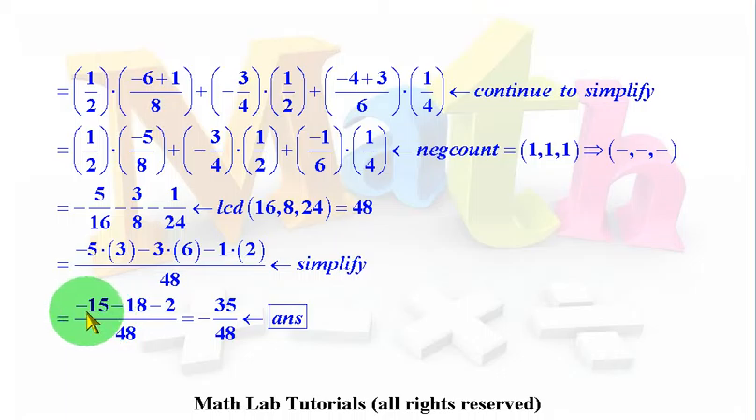The numerators here are all negative, so nobody's fighting. All we have to do is add all the numbers up. The result's going to be negative, so we put the negative sign there, and then 15 plus 18 plus 2 will give you 35. We notice that 35 over 18 is a proper fraction, but it's irreducible. There is no common divisor between 35 and 48, so we conclude that this is the final answer.